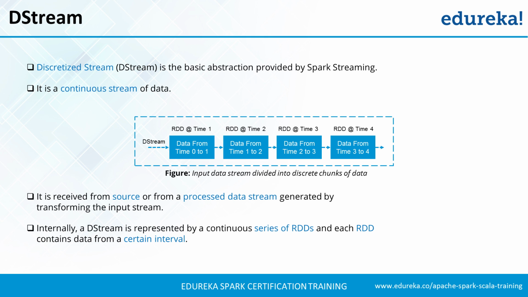Okay, great. Now, it's a continuous stream of data. I can talk about these three. It is received from a source or from a processed data stream generated by the transformation of the input stream. If you look at this part, internally a DStream can be represented by a continuous series of RDDs.